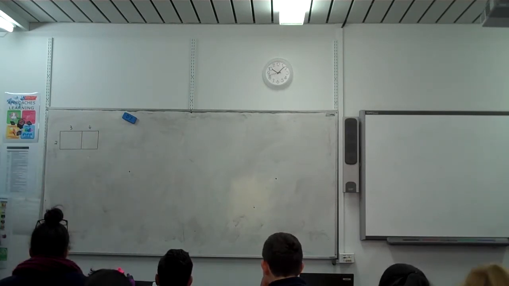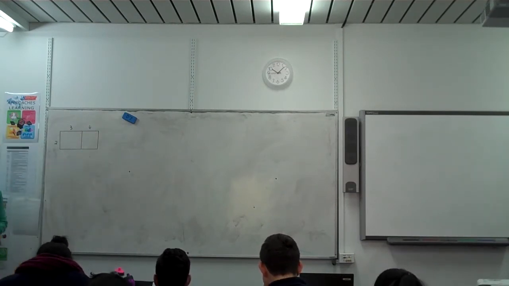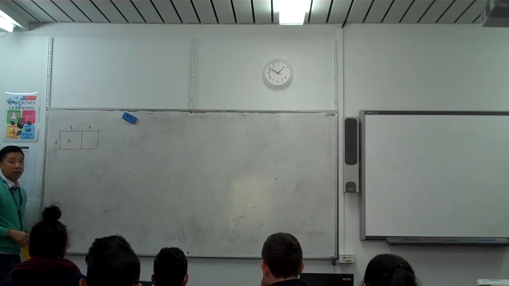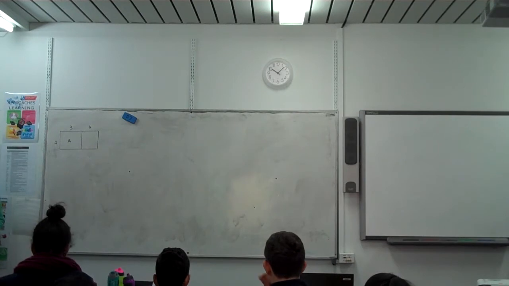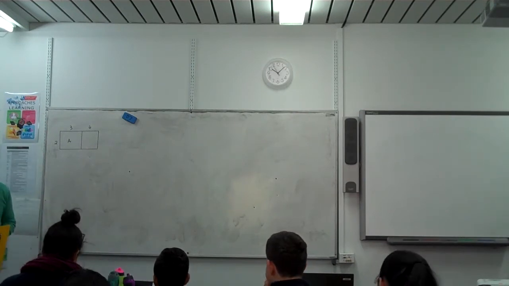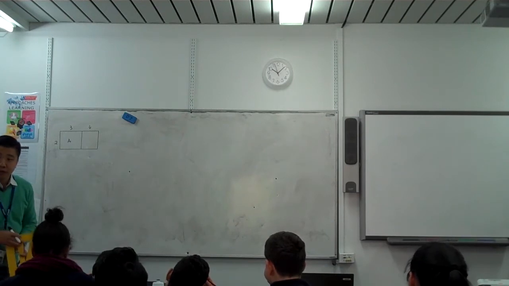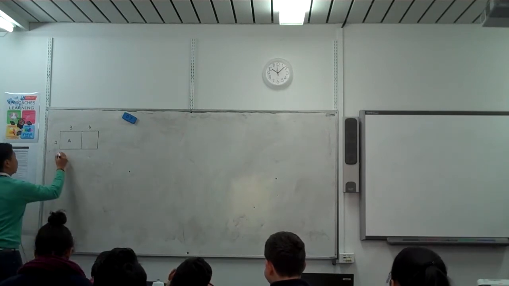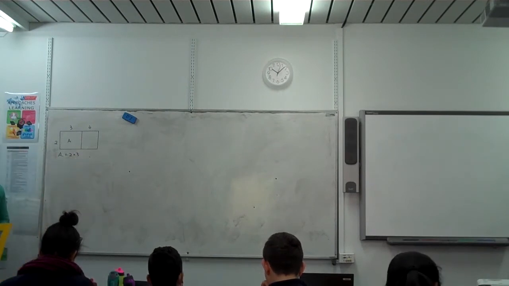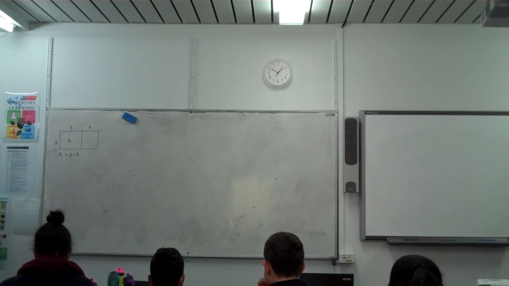Now, I want everyone to tell me how can I calculate area 1, A1. It's not difficult, right? What is the area of A1? 2 times 3, very good. So A1 equals 2 times 3. Alright, length times width, that's it.